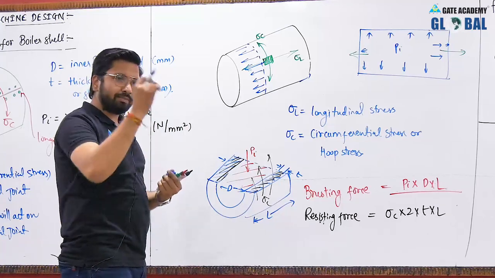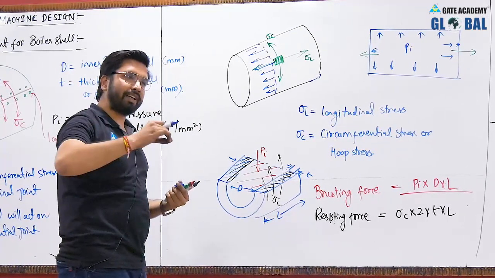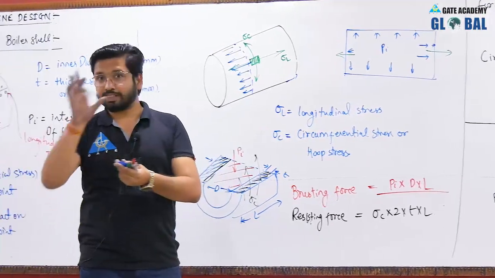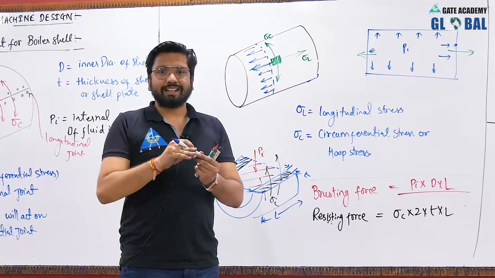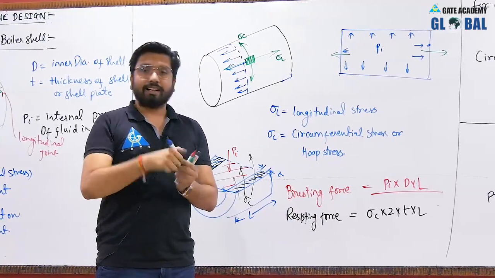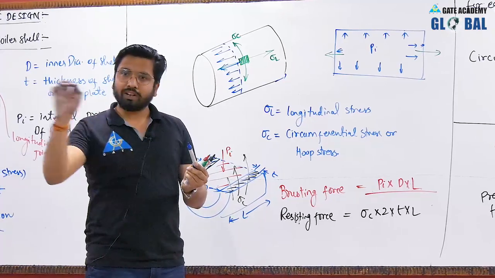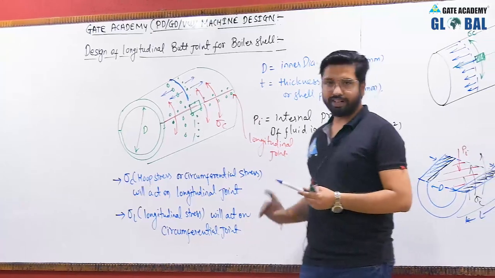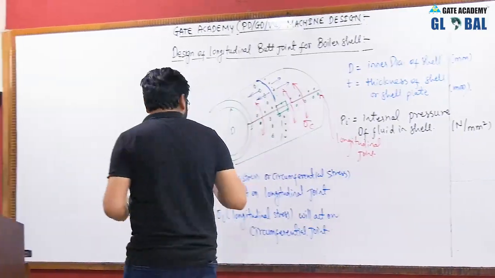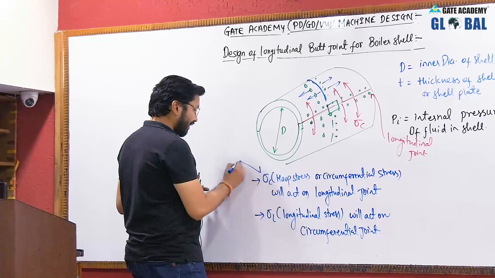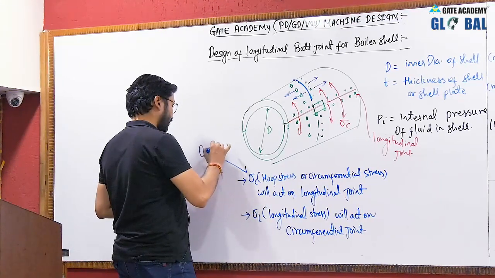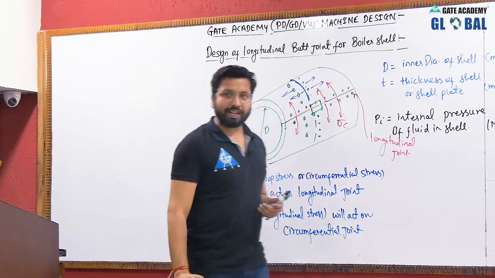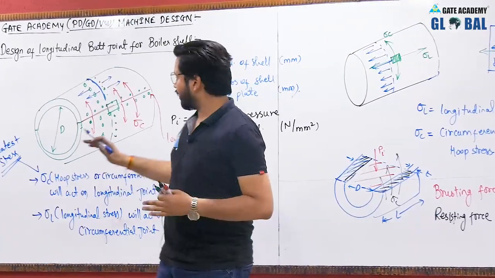You may be confused that sigma c, the circumferential stress, will be acting on the circumferential joint, and the longitudinal stress will be acting on the longitudinal joint. No, this is wrong. Things are just opposite. Sigma c, that is circumferential stress, will be acting on the longitudinal joint, and sigma l, that is longitudinal stress, will be acting on the circumferential joint. And this stress is the greatest stress. So the calculation for the boiler shells will be based on the circumferential stress only.